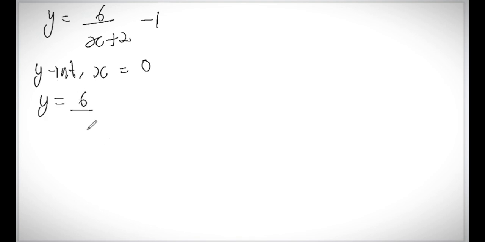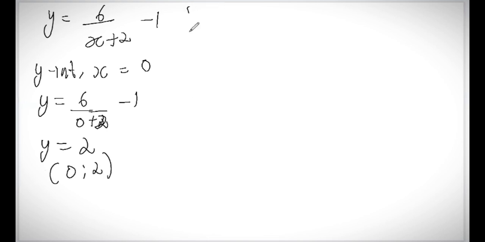And then in the position of x, we substitute 0 here. And then minus 1. So we have the 0 plus 2. So 6 divided by 2, that's 3. 3 minus 1, that's equals to 2. So our y-intercept is 2. So writing it in coordinate form, that's 0 is to 2.